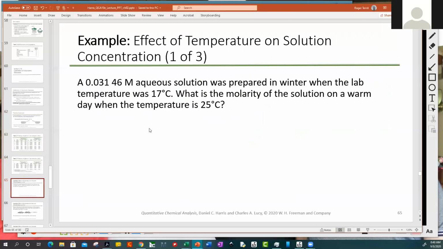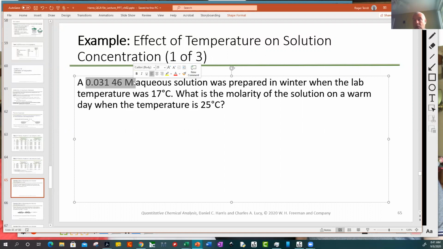So if you prepare a certain concentration at a lower temperature, now this is actually the truth at 17 degrees C. This is presuming that there are 0.3146 moles per liter when that solution is 17 degrees C. But then when you warm it up to 25, the solution expands slightly, so this value is going to go up or down. Well, that value goes down a little bit when you get up to 25.